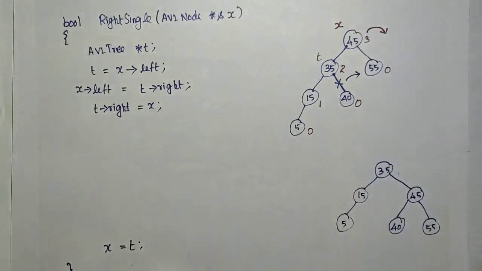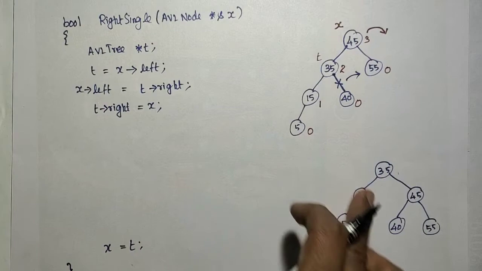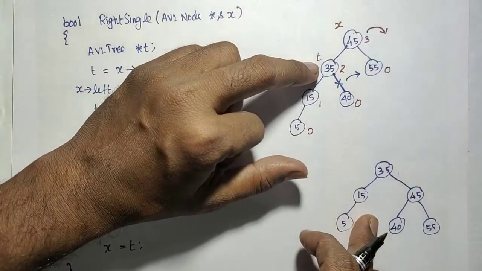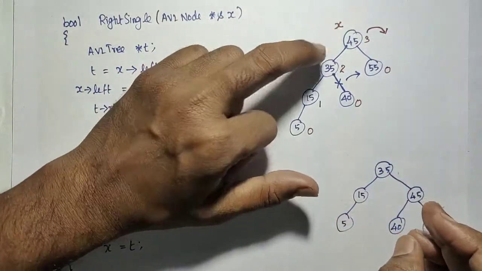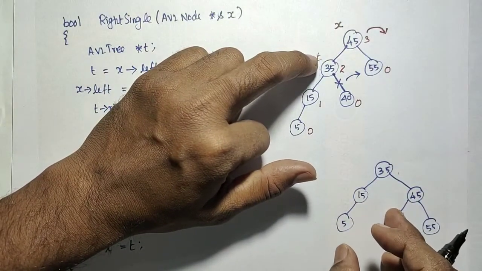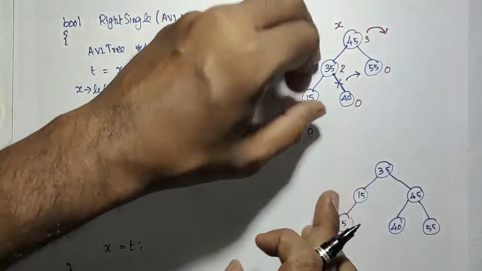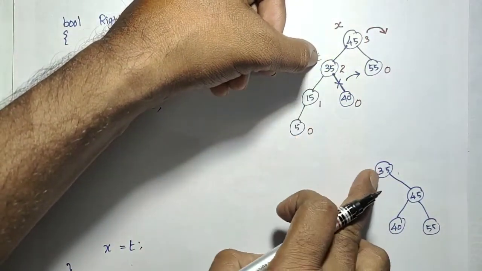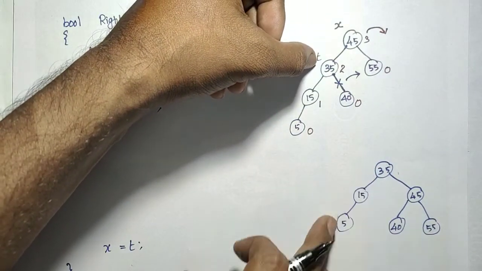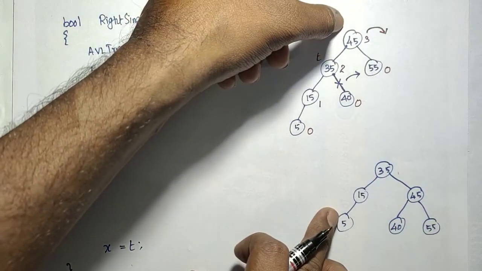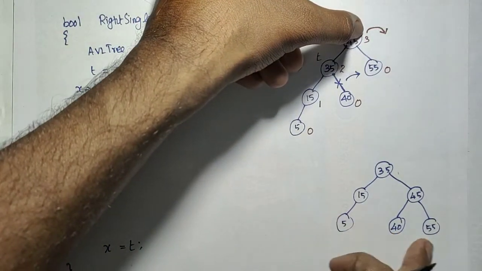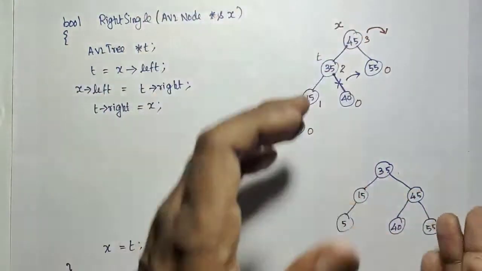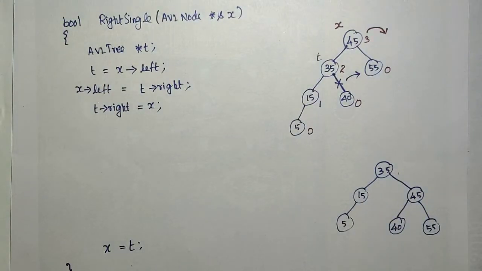Previously the height is there. Due to these changes, what is the height of x and t? You have to update it. So that updation, how can we do this? Here, after that, the height of the 35 will be the same, that is 2, but the height of the 45 is, previously 3, now it is 1. So like that I need to update the height.